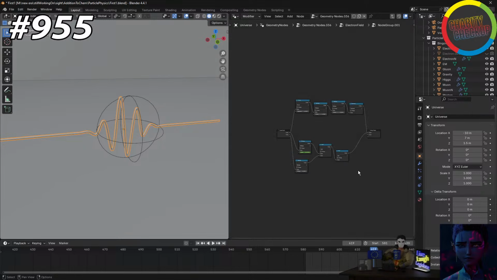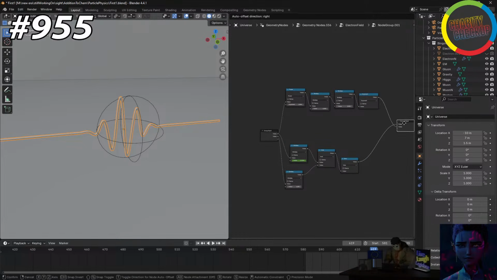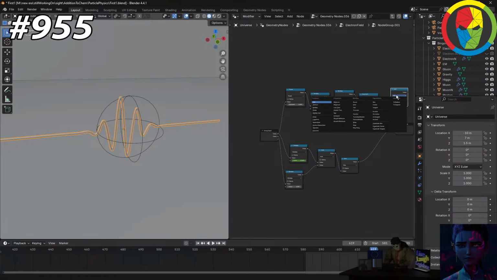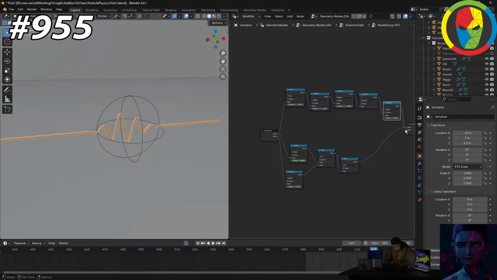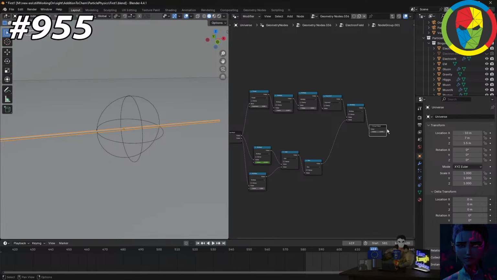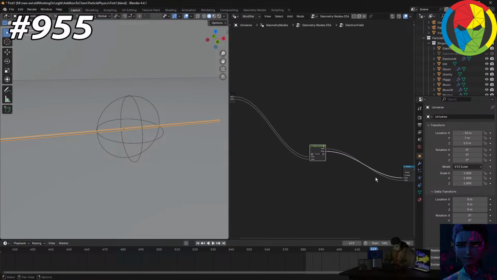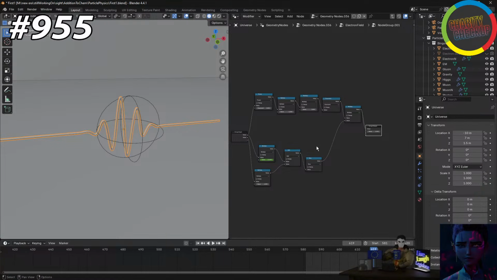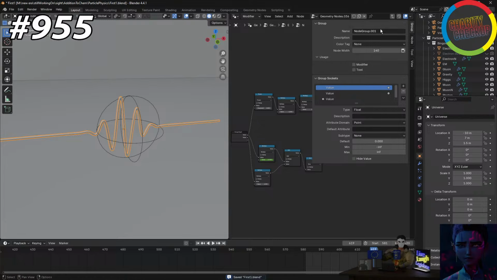Wait, why are there two outputs? No, one output. Math multiply. Okay, hold on. Let me just fix this up a bit. This right here. Top one. Remove the second output.